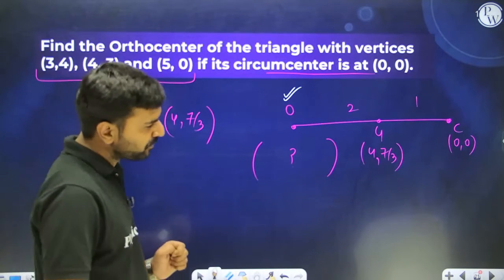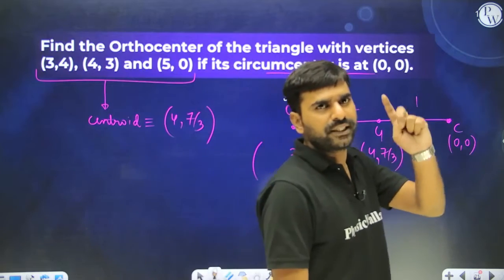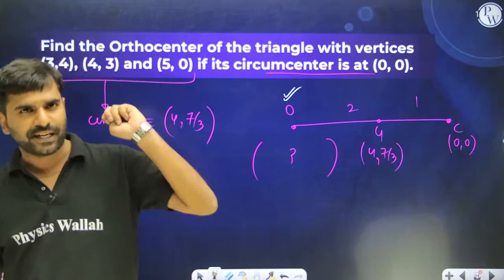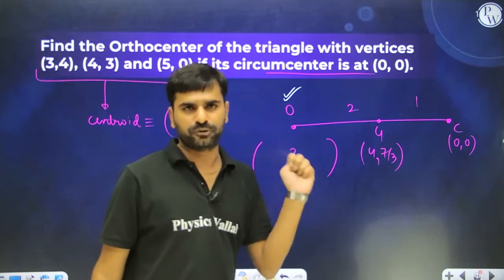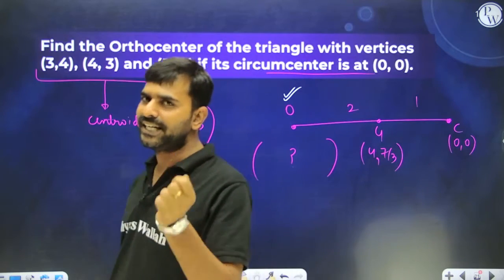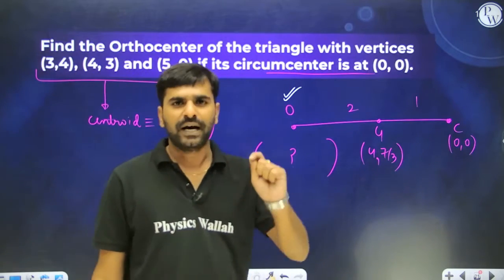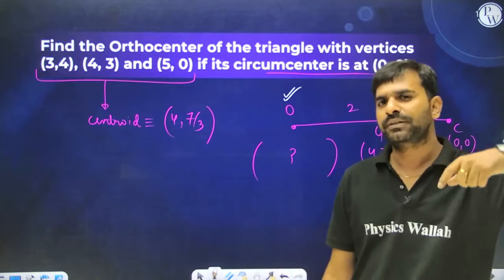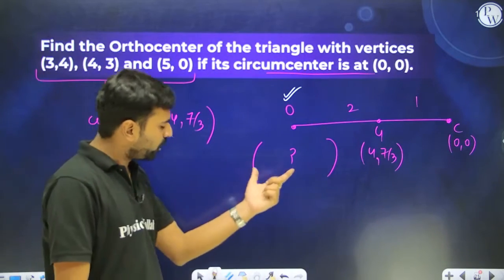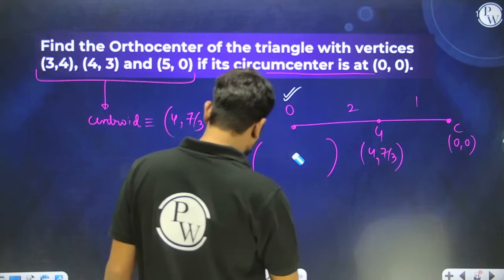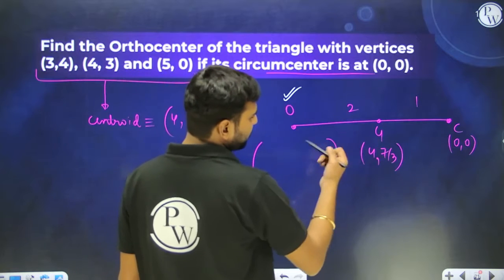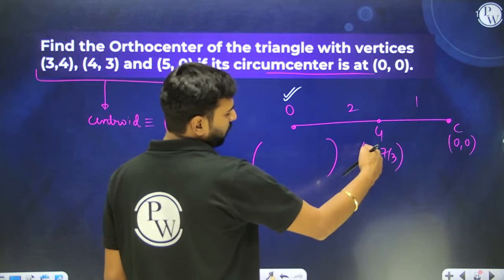So whenever 2 of these 3 things, orthocenter, circumcenter and centroid, are given, we can find the third one by this logic, OG upon GC equal to 2:1, number 1. Number 2, it is very easy to calculate the centroid if the vertices are given, because the centroid is nothing but (x1 plus x2 plus x3) by 3, (y1 plus y2 plus y3) by 3. If you want to find the coordinates of the orthocenter, we can use the section formula. So 0 to 4, then 8, 12.